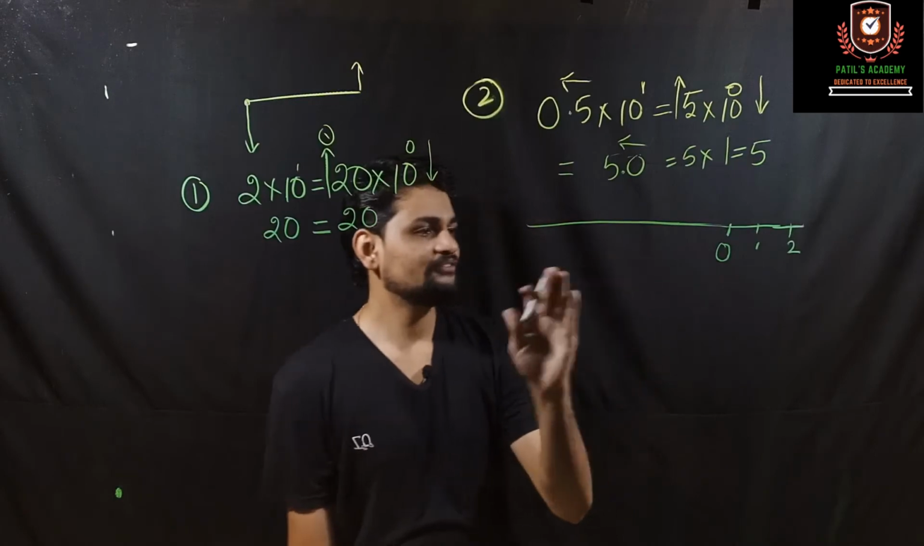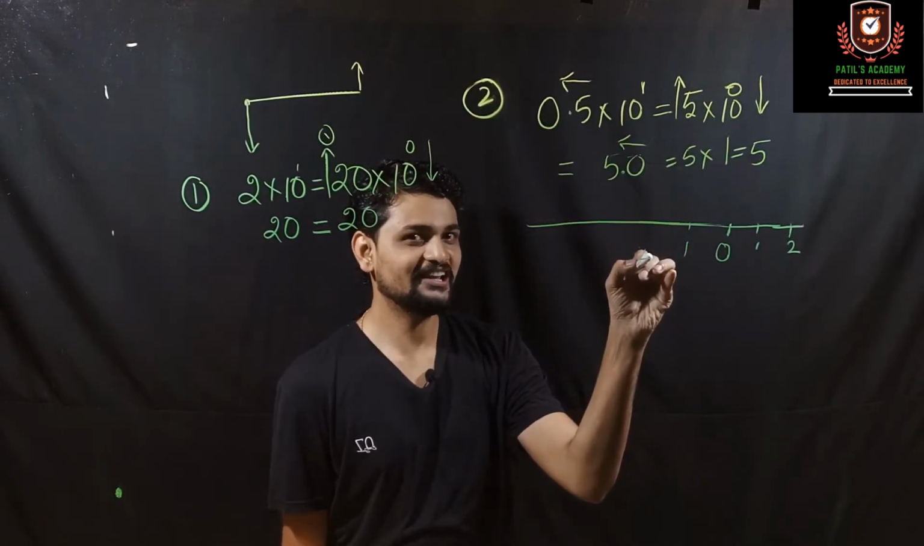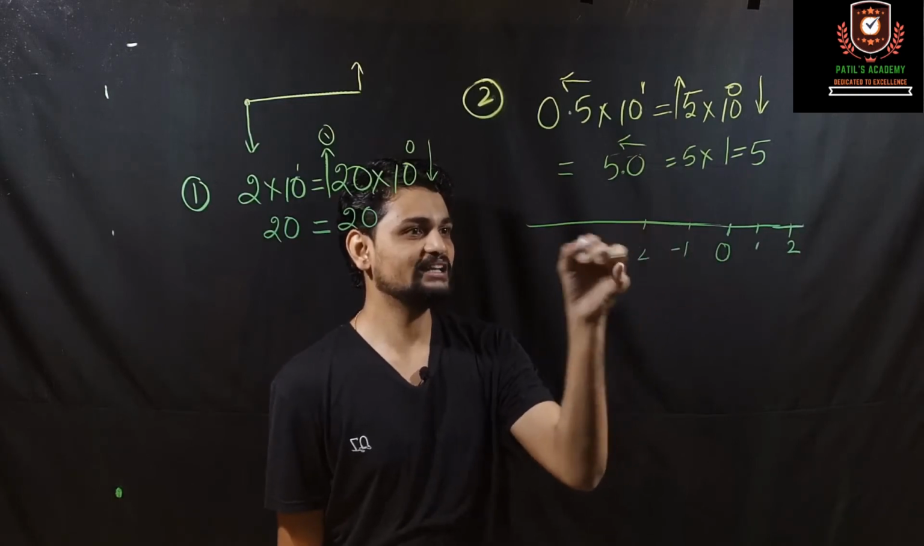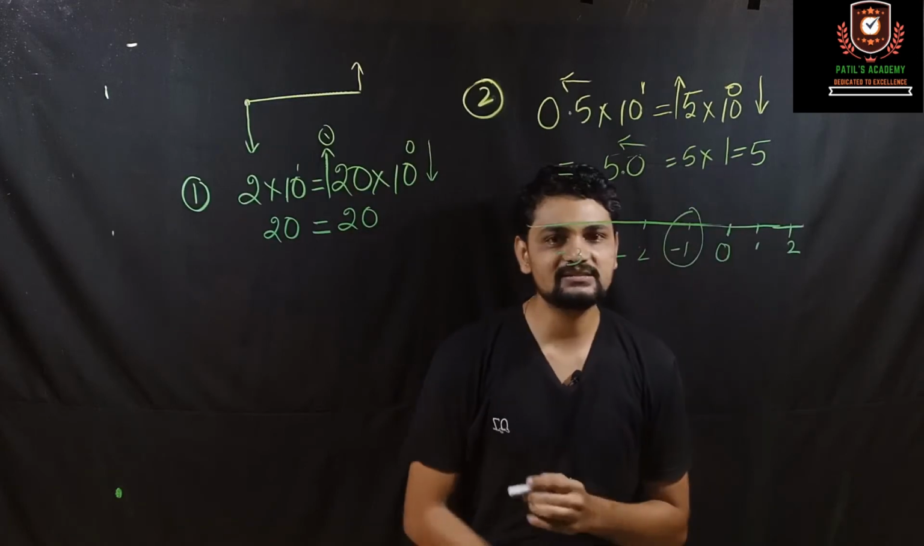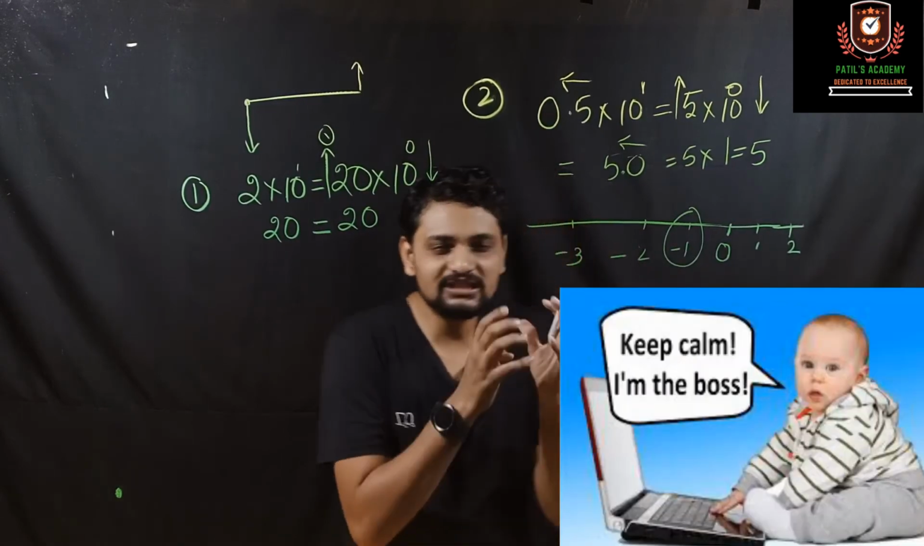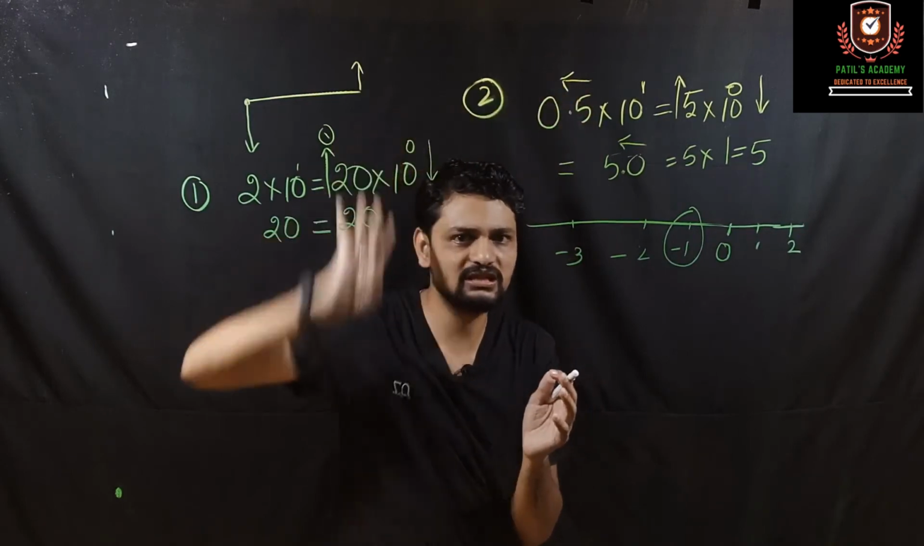Now on the left hand side, what will I get? I will get -1, -2, -3. So we know that the biggest negative number is -1. I'm just trying to tell you the basics of negative numbers. See, the rule remains the same: only increase and decrease will happen.